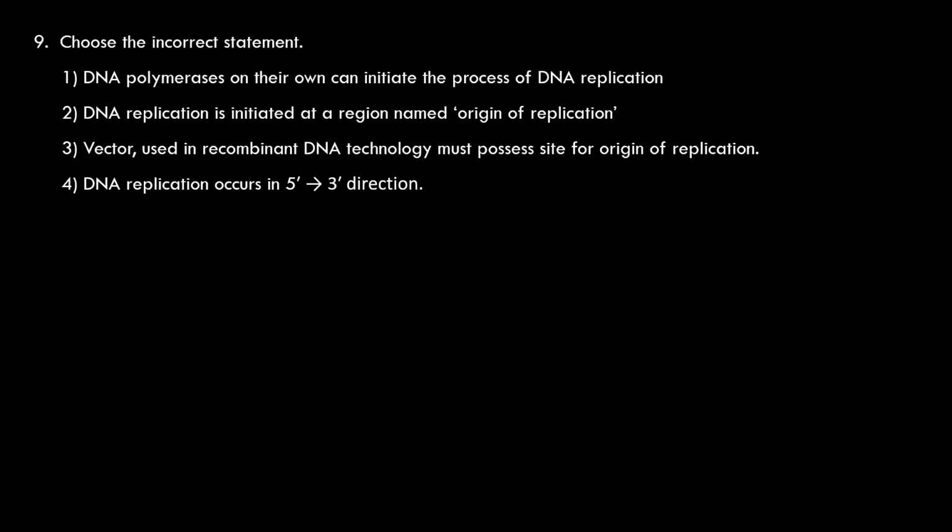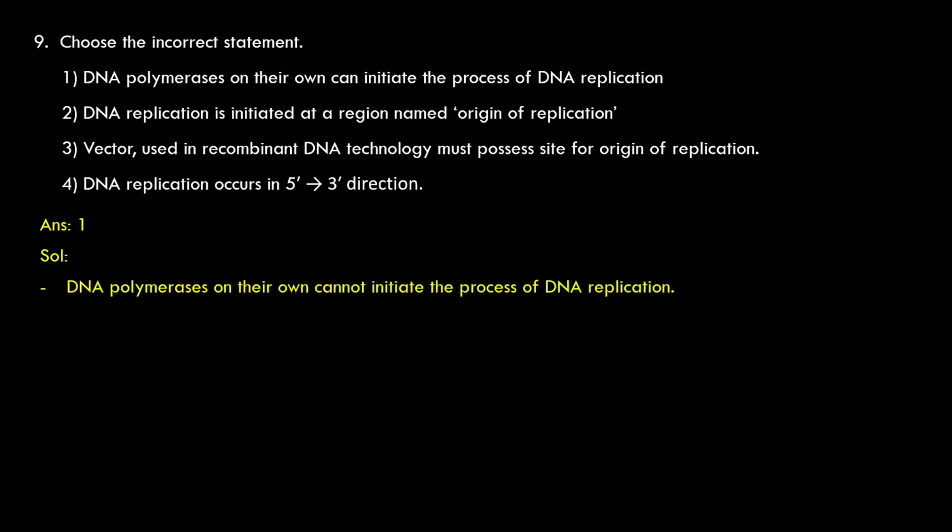DNA replication is initiated at a region named the origin of replication. This is a correct statement. A vector used in recombinant DNA technology must possess a site for the origin of replication. Absolutely true. Otherwise, the gene carried by the vector cannot be replicated. DNA replication occurs in the 5' to 3' direction. Absolutely true. DNA synthesis, RNA synthesis, daughter DNA strand formation, or new RNA formation on the template DNA strand always takes place in the 5' to 3' direction. Statements 2, 3, 4 are correct. The first one is the incorrect statement. So the answer is 1.